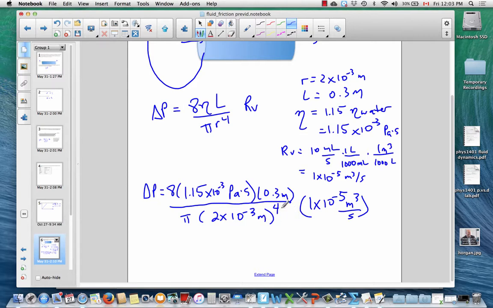Okay, so this is going to be meters to the power of 4. So this meters to the 4 will cancel off that meter and that meter cubed. And then the second cancel, and so the units just emerge as pascals, which is good because it's a pressure.